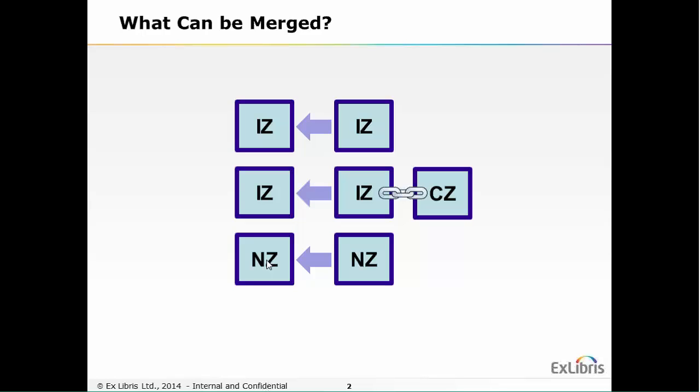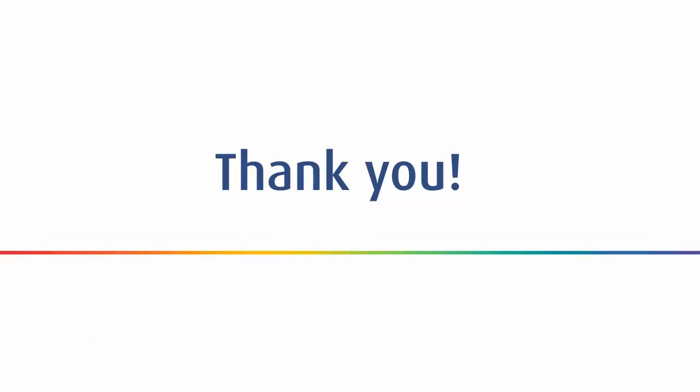The institution that performs the merge will see the result immediately, and the other members of the network will be updated when Alma runs the update process for the network. That is it for merging bibliographic records in the metadata editor.